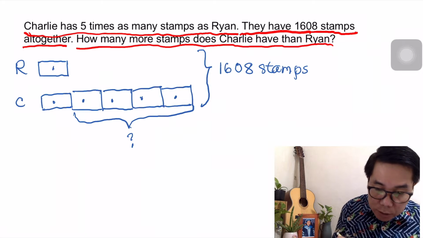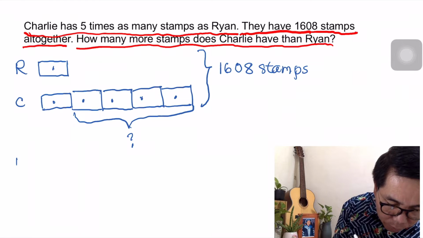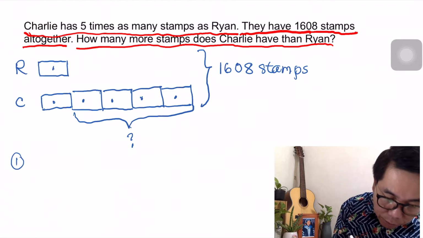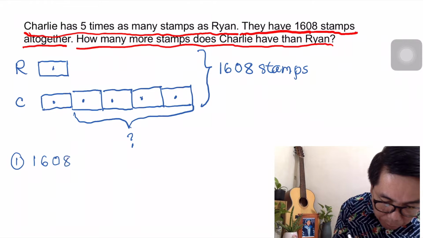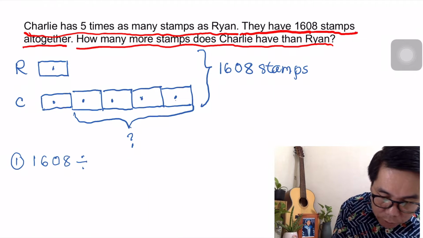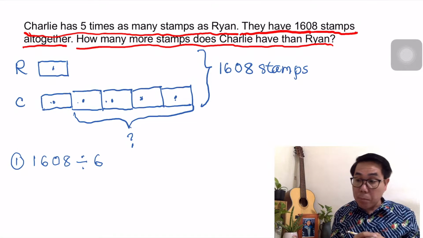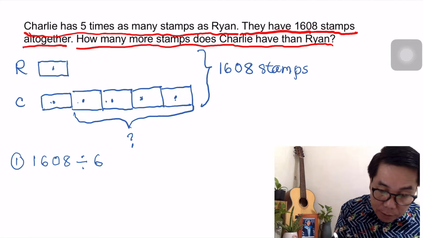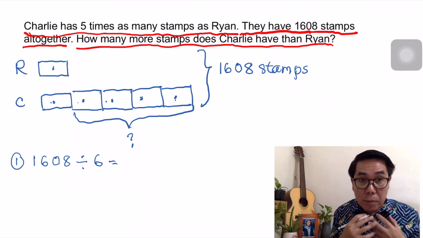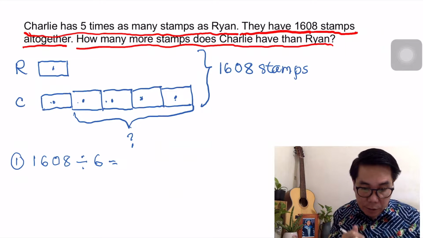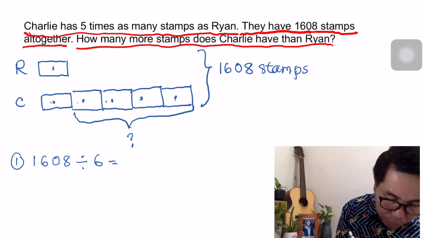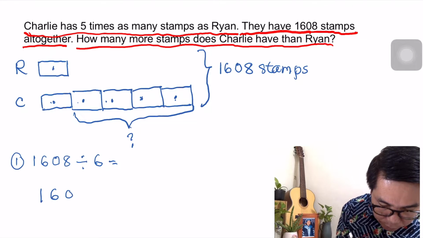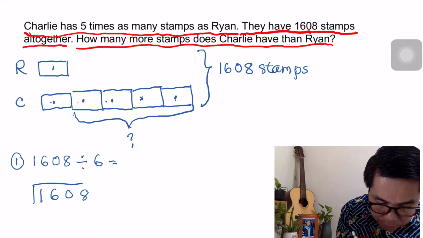So what we need to do, solution number 1, we have to divide 1,608 by 1, 2, 3, 4, 5, 6. There are 6 bars in all, or units. So we need to divide it to find out 1 unit. Now, let's divide here. So 1,608 divided by 6.